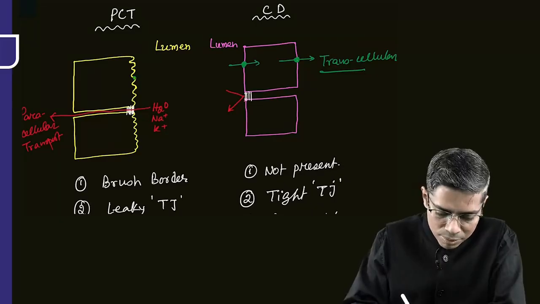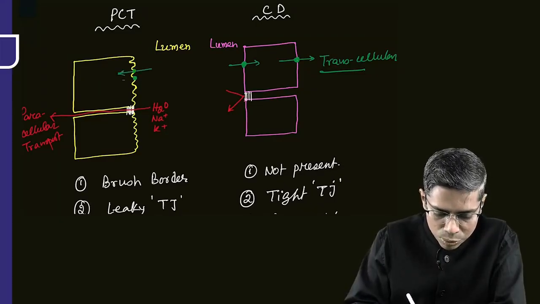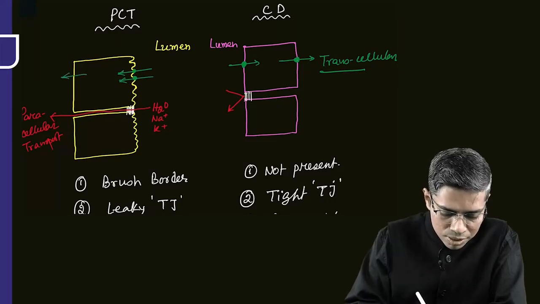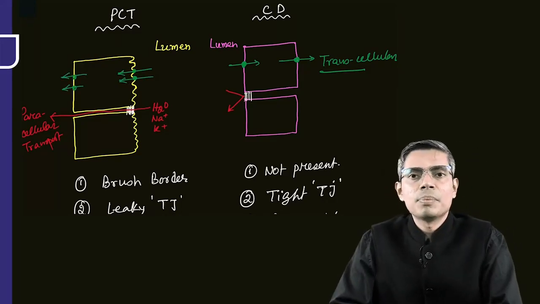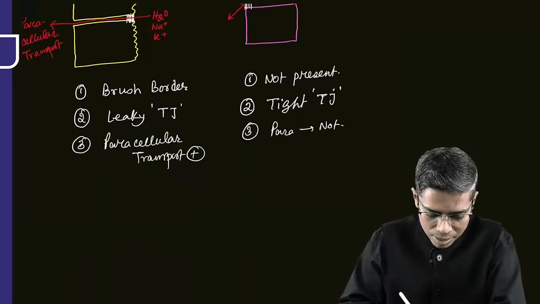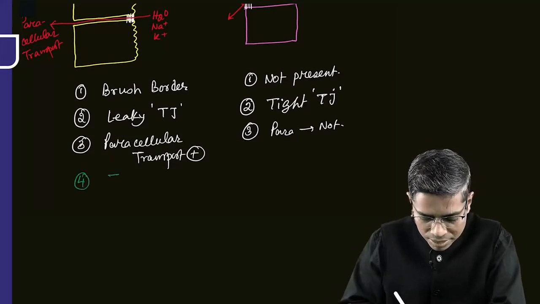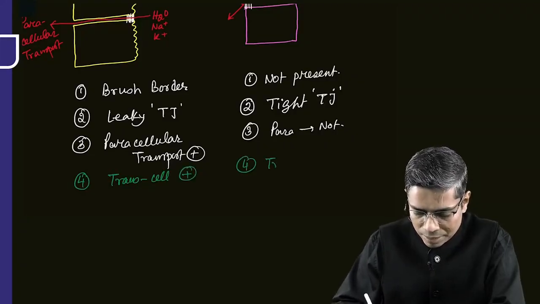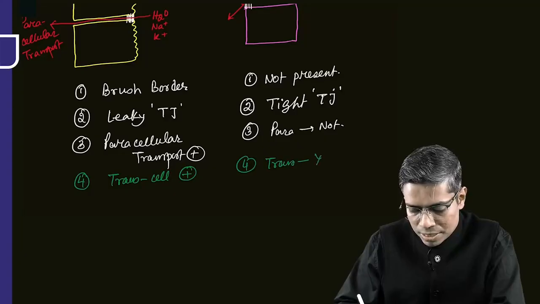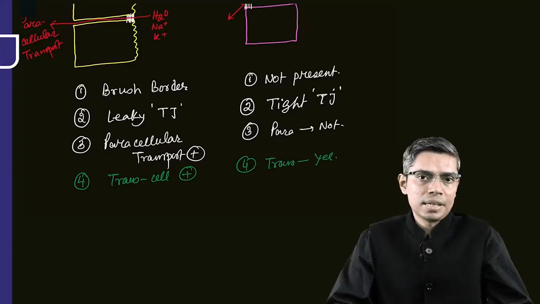Is transcellular transport possible at the level of the proximal tubule? The answer is, why not? There will be an increase in surface area because of the microvilli, and that will contain a huge number of transporters. With these transporters, transcellular transport is also possible at the proximal tubule. So I am writing here point number 4: transcellular transport is present in both areas.